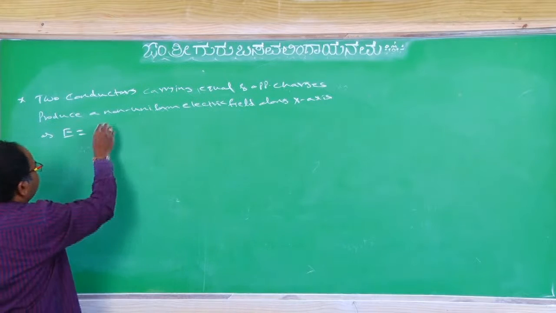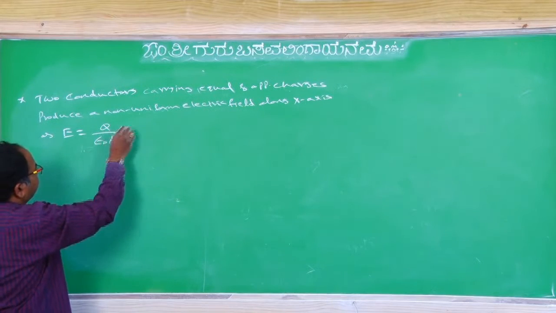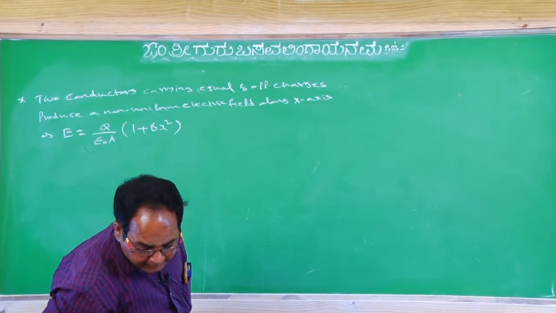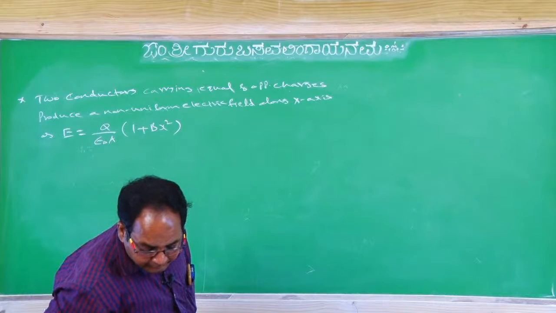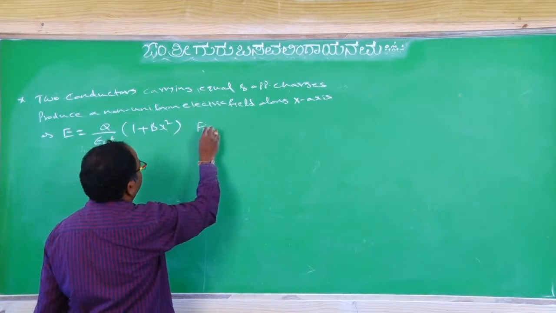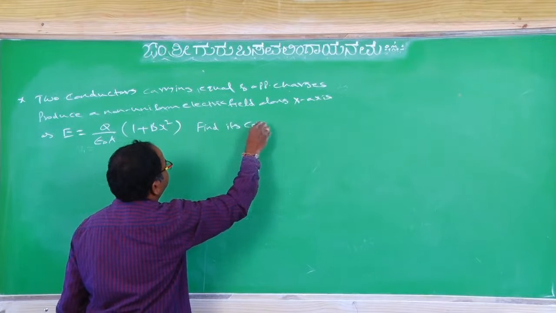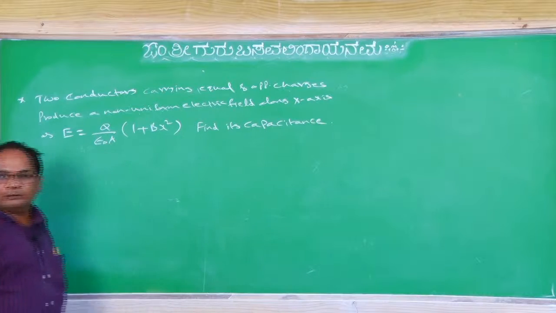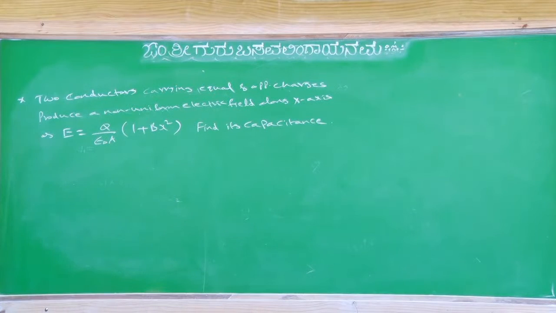Q by epsilon naught A into 1 plus Bx square. Find its capacitance. See, two conductors carrying equal and opposite charges produce a non-uniform electric field along the axis as E is equal to Q by epsilon naught A into 1 plus Bx square.